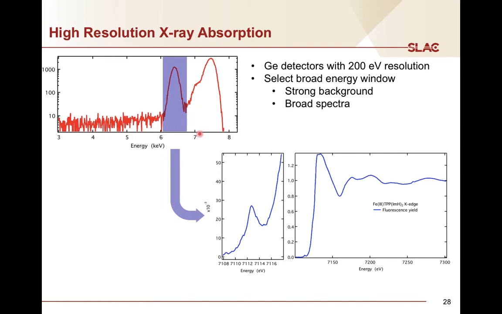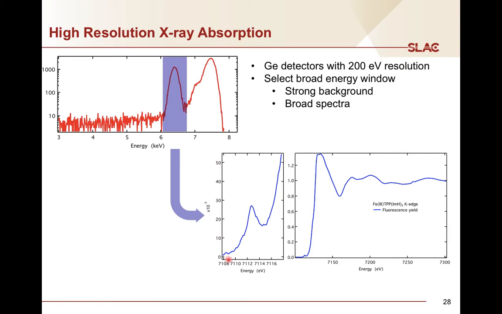You have the elastic scattering in there. You have Compton scattering and some other background. And of course you have your signal. But the germanium detector has like 200 eV energy resolution. So there's no way you can distinguish between, like, alpha 1 and alpha 2. So what you do is you select a broad energy window in order to avoid all this intensity here, but it still gives you strong background and broad spectra.